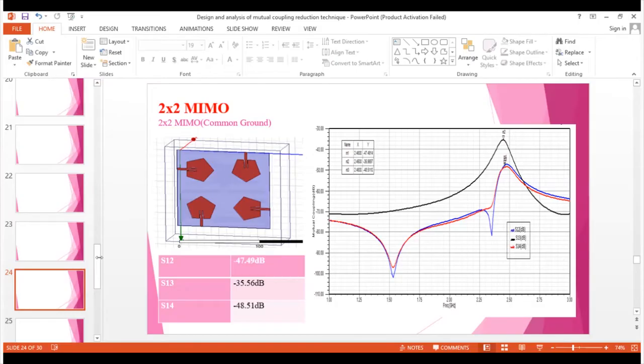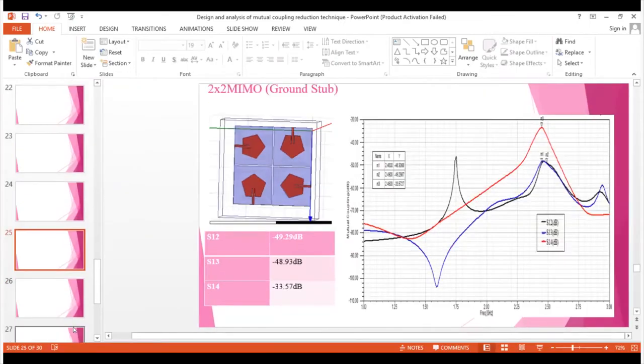Depending on the techniques that can be applied to improve the mutual coupling, because each element has several orthogonal ports, to improve the antenna element isolation, for the purpose of a high gain antenna and envelope correlation, the 2:2 MIMO ground stub can be used. In that 2:2 MIMO, the mutual coupling will be less, around minus 49 to minus 29.